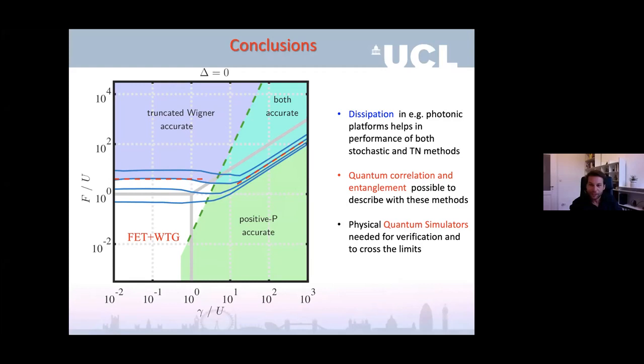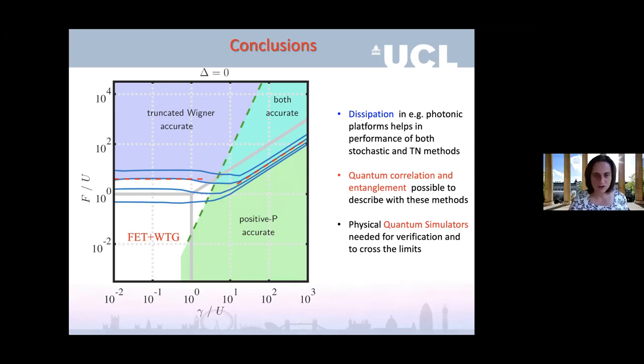Maybe I have a quick technical one. Can you, with these methods, also assess two-time correlation functions or temporal correlation functions, or is this incredibly more difficult? No, it's not. Yes, you can calculate them. With stochastic methods, it's very easy. You obtain your quantum trajectory, and you can just shift that in time. And with the tensor networks?